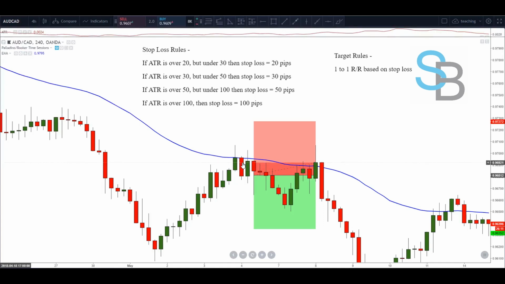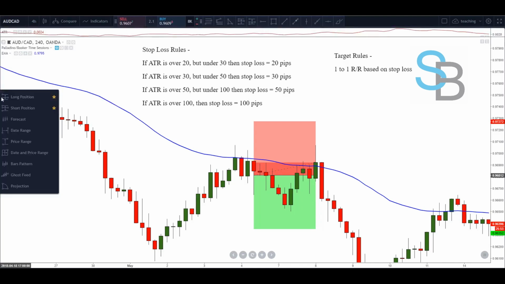With the ATR being 24, what does our stop loss need to be? Well, we know that if that number is anywhere between 20 and 30, we need a 20 pip stop loss above our swing high right here. So we go ahead and put our position tool on here, which can be found in TradingView right here in this section to the left. Click that long position, short position. We would be using a short position, which I already have applied to the chart.